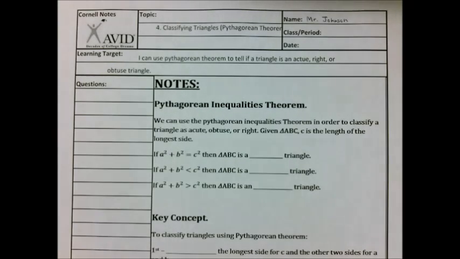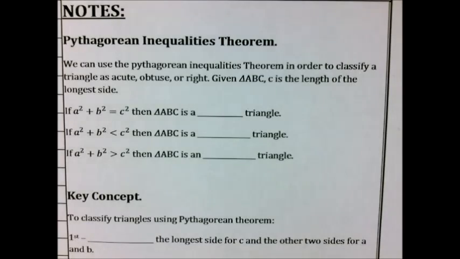Alright, so we're going back to classifying triangles a little bit, but we're going to use the Pythagorean Theorem to do that. And your learning target is: I can use the Pythagorean Theorem to tell if a triangle is an acute, right, or obtuse triangle. So we have the Pythagorean Inequalities Theorem, and what that theorem says is that we can use it in order to classify a triangle as acute, obtuse, or right.